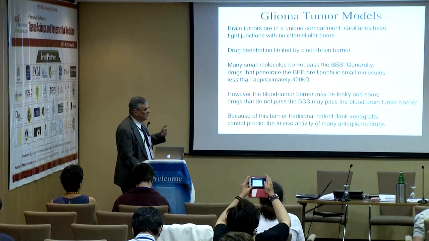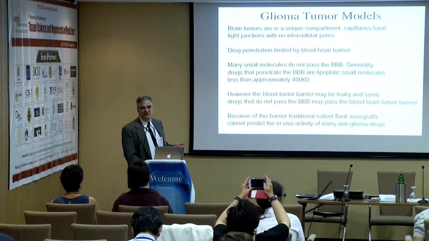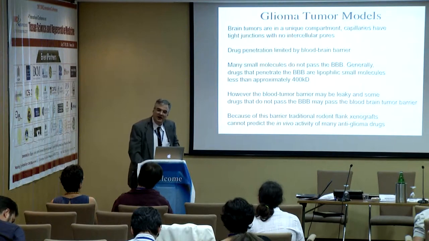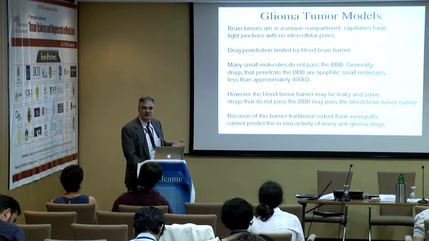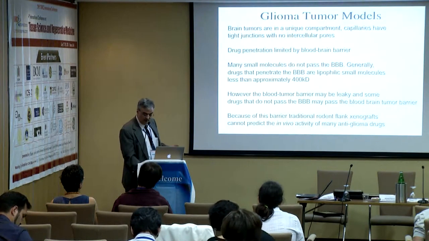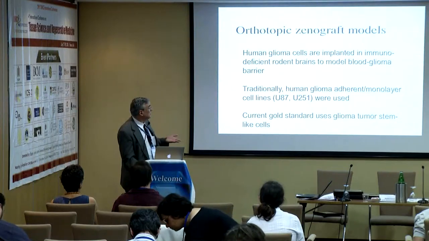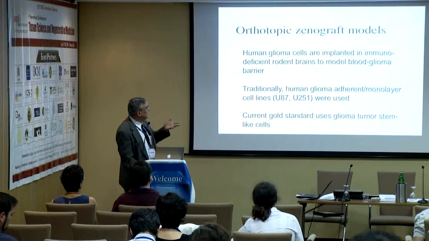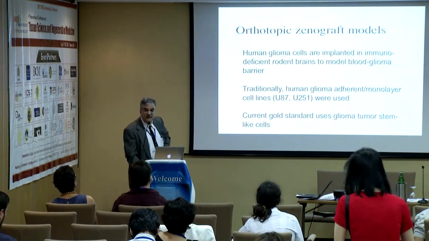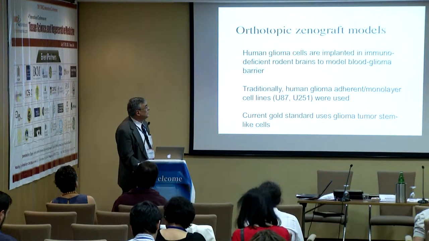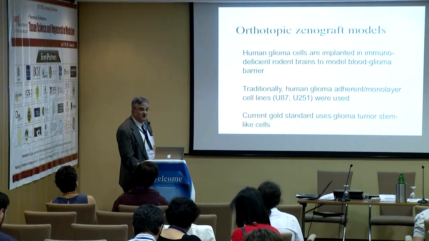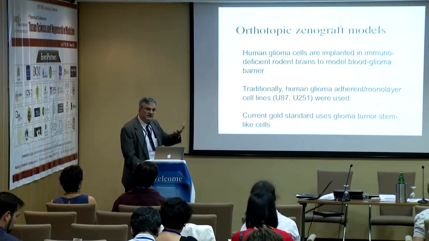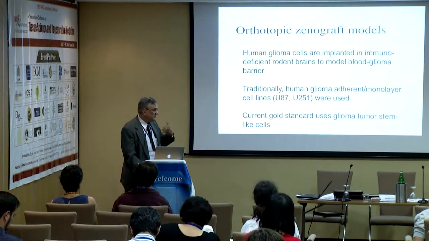So the older preclinical tumor models for screening experimental therapeutics involved injecting tumor cells into the flank of an animal. But that really doesn't work for evaluating brain tumor experimental therapeutics because you don't have the blood-brain barrier. So in order to do that, you need to model it. And so the gold standard now is the orthotopic human xenograft mouse model. So human glioma cells are implanted into an immune-deficient rodent, usually the nude mouse, to model the blood-brain barrier. So the tumor grows inside a cranial cavity. It models what we would see in a human being.